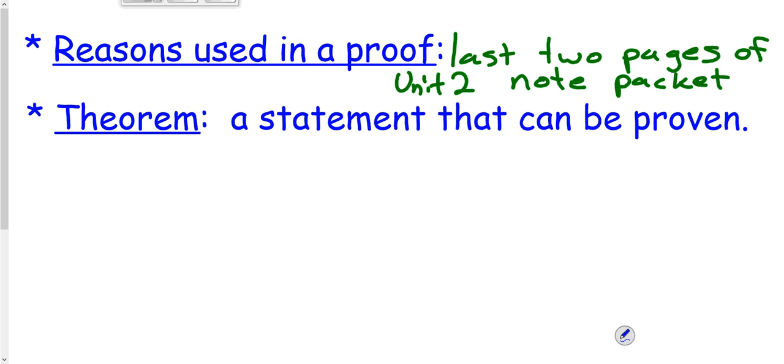So our reasons that we will use in proofs are on the last 2 pages of the Unit 2 note packet. The last 2 pages have a page of Unit 1 definitions and a page of Unit 2 definitions, or the postulates and properties. Those are what we're going to be using. The definition of a theorem is a statement that can be proven.